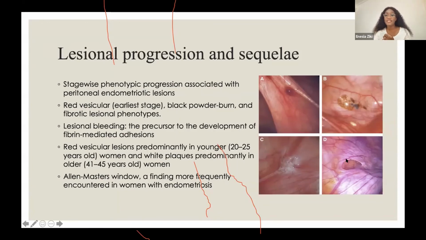Then we have these Allen-Masters or peritoneal windows, a finding that's more frequently encountered in women with endometriosis. We are saying that the cyclic, repetitive inflammation, the repetitive deposition of endometriotic nodules and the continued fibrosis would then lead to the development of those windows demonstrated in D.